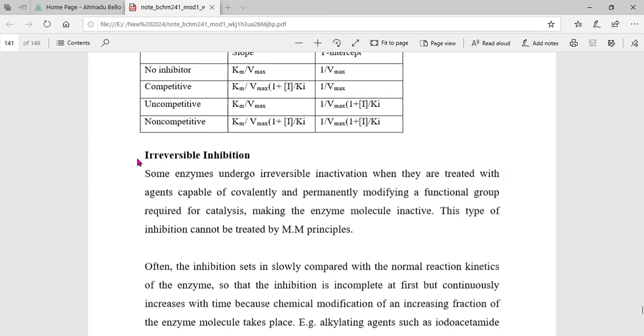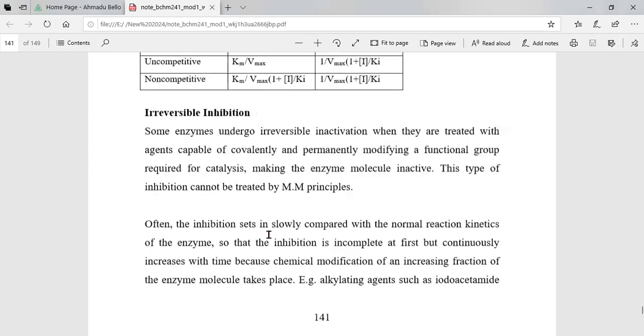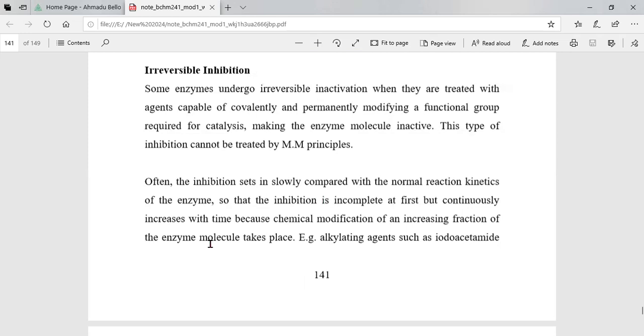So now let's look at irreversible inhibition. Some enzymes undergo irreversible inactivation when they are treated with agents capable of covalently and permanently modifying a functional group required for catalysis, making the enzyme molecule inactive. So this type of inhibition cannot be treated by Michaelis-Menten principles. Often the inhibition sets in slowly compared with the normal reaction kinetics of the enzyme, so the inhibition is incomplete at first, but continuously increases with time because chemical modification of an increasing fraction of the enzyme molecules takes place.